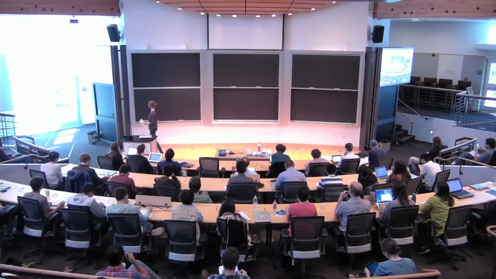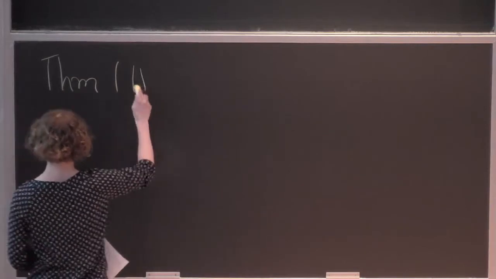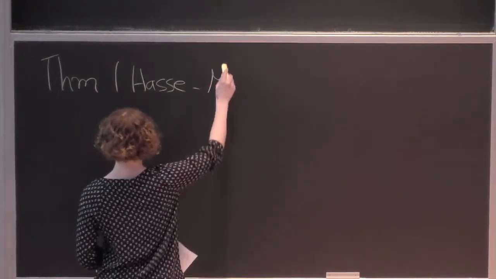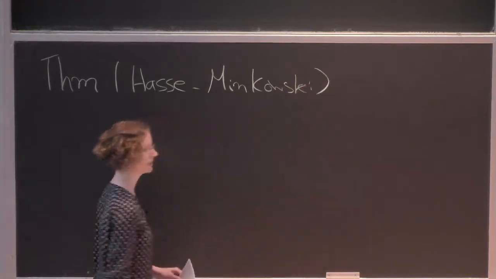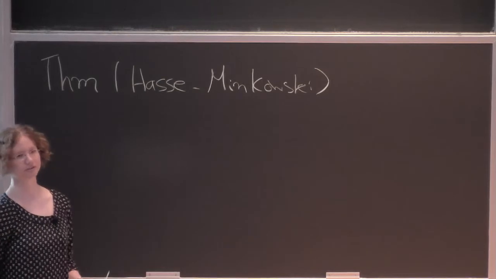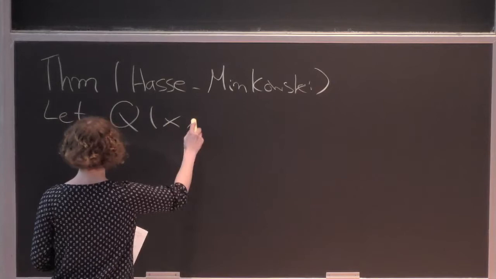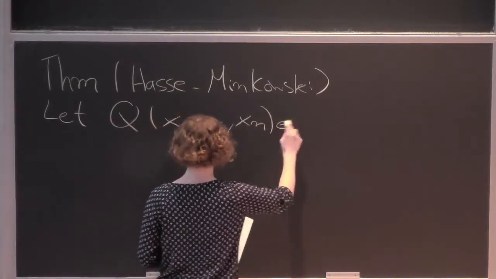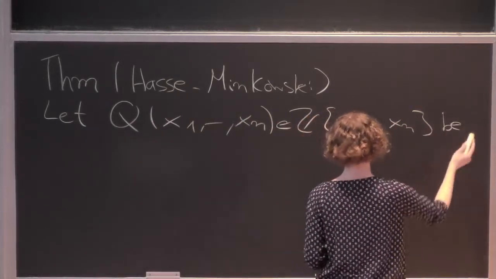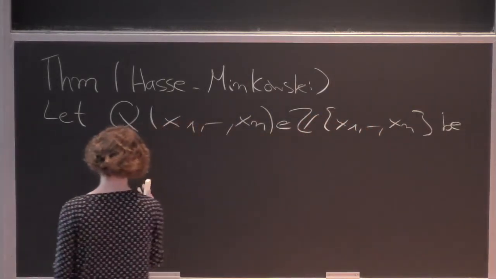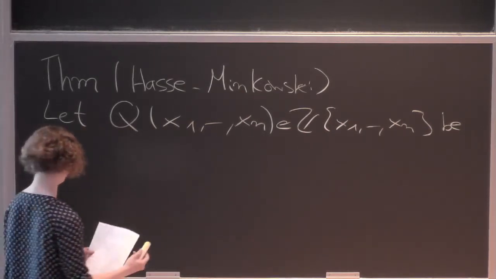All right, I want to start with a very classical theorem due to Hasse and Minkowski. Assume you're given an integer coefficient quadratic form, say Q in n variables, x1 to xn. And you want to ask the question: does Q equals 0 have a non-trivial solution in the integers or not?